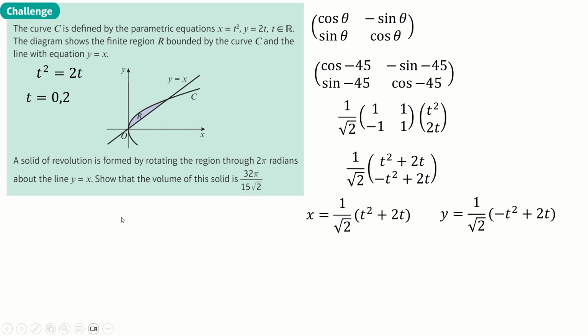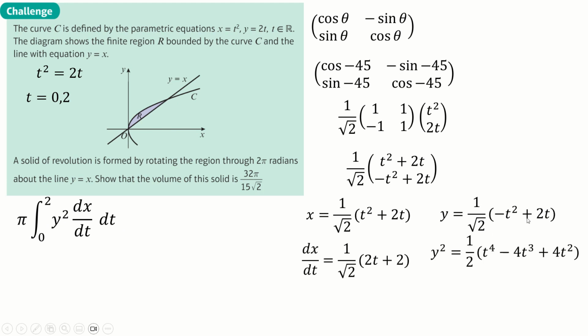So I'm going to do the integral between 0 and 2, with a pi on the outside, of course, of y squared dx. But dx can be cleverly written as dx by dt. And now I'm going to do this whole thing in terms of t. So dx by dt, differentiating this is just this. Y squared is going to be a half into this thing squared, which is just this.